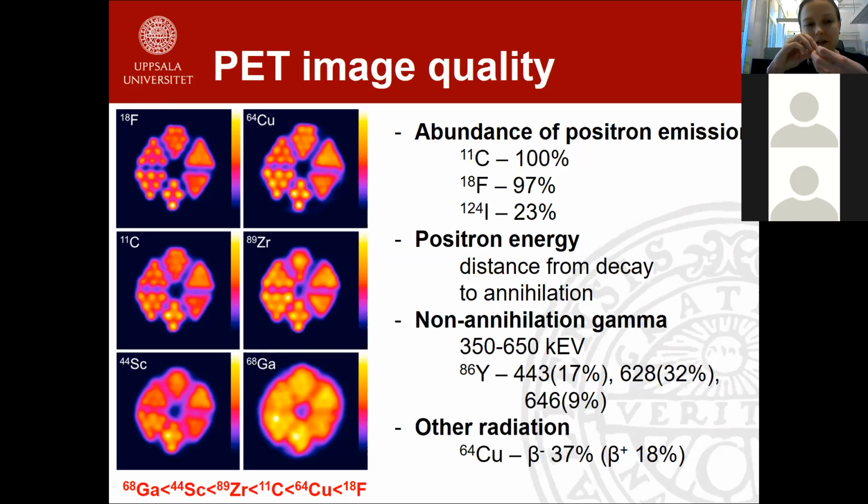So we're able to distinguish each individual signal, and in this case it's just balls filled with a solution that contains fluorine-18, and we can see that with fluorine-18 we're really able to distinguish each individual ball that is filled with the solution of the radionuclide. So fluorine-18 really has the lowest energy of the positron. So positron energy determines the distance from decay to annihilation.